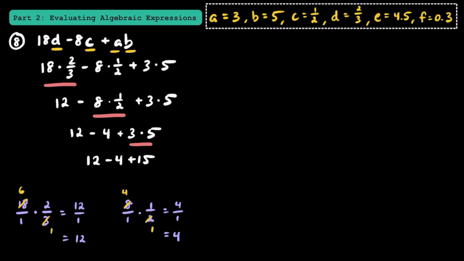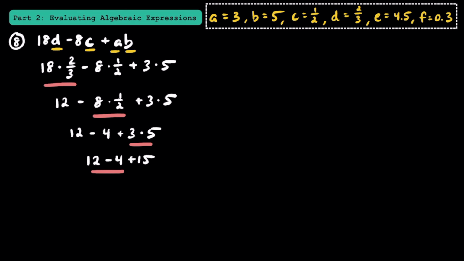Addition and subtraction are equally important, so we go from left to right. 12 minus 4 is equal to 8, so we have 8 plus 15. And the sum of 8 and 15 is equal to 23. That's the value of this expression.